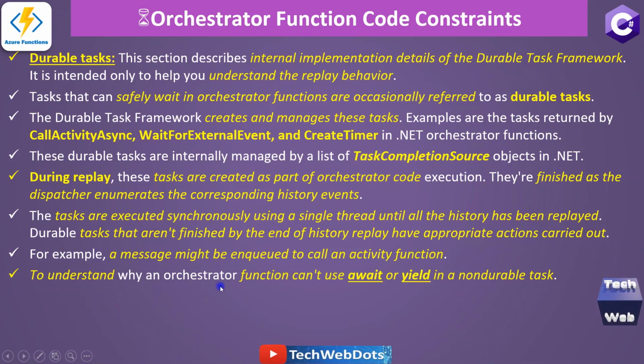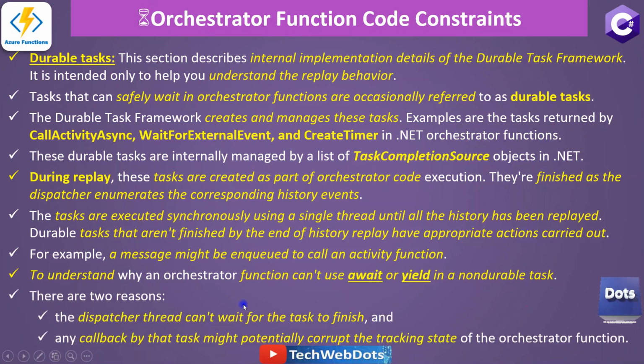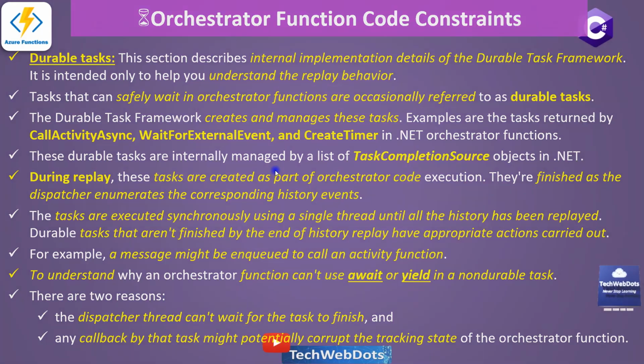To understand why orchestrator functions can't use await or yield on a non-durable task, there are two reasons. The dispatcher thread can't wait for the task to finish. This is one thing. And the second thing is, any callback by that task might potentially corrupt the tracking state of the orchestrator function. So these are all the points which are important while you are writing the orchestrator function.